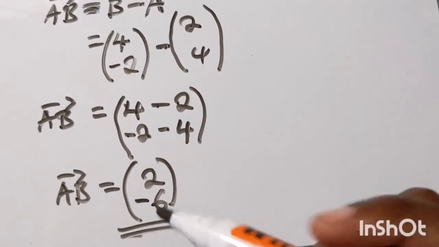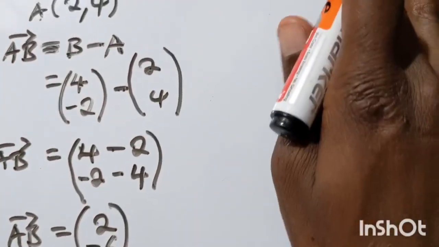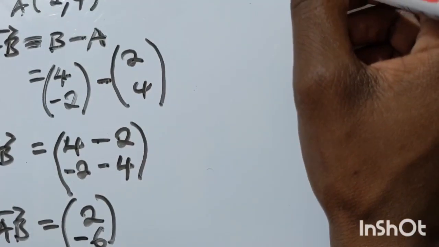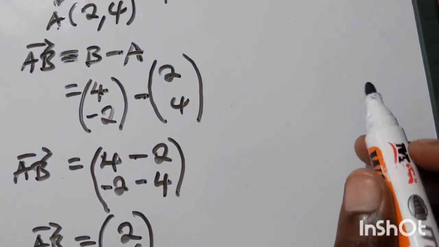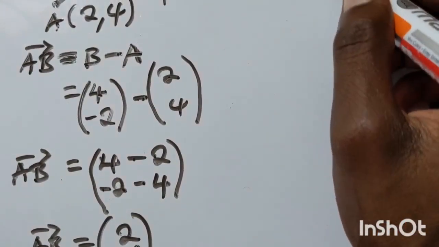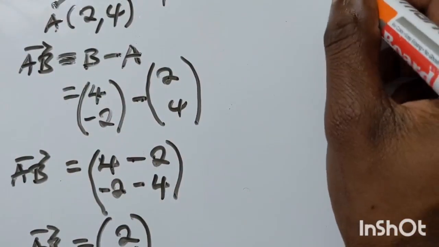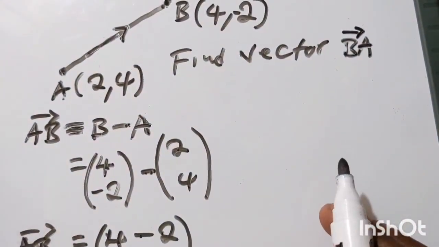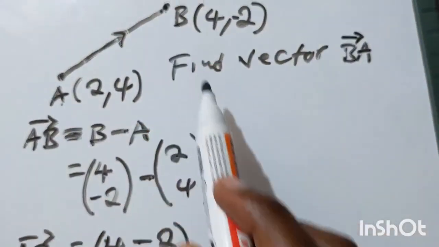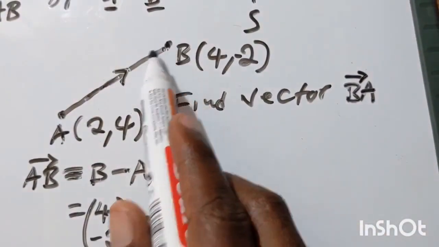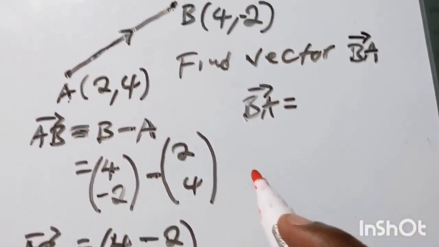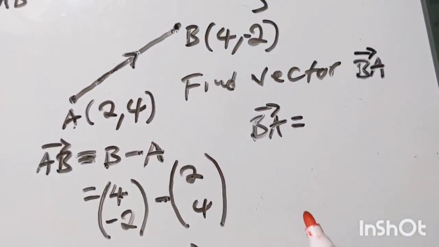Okay, so let's say you are given another question. I hope you've understood this one. Another question saying that you should find vector BA. So the vector is starting from B to A there. So BA is just the reverse of this vector, which is here.